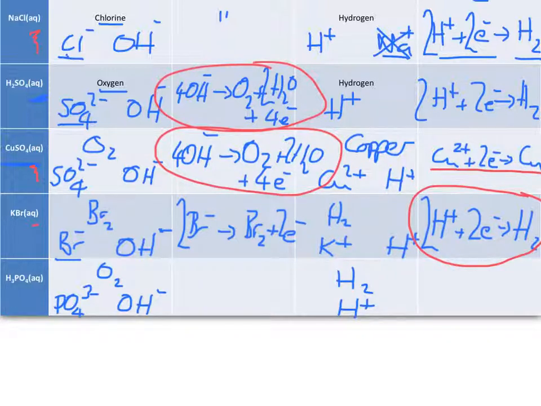It may seem a little bit counterintuitive. For the negative ions, all you've got to be doing is looking to see if there's a halide. If there's a halide, which there is here, which there is here, you get a halogen forming. If there isn't a halide, which there isn't here, here, or here, you make oxygen. And that oxygen comes from the hydroxide.